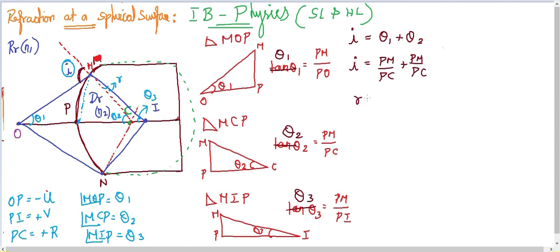Similarly, if you want to find the angle of refraction, it is already here. See, it is already here.